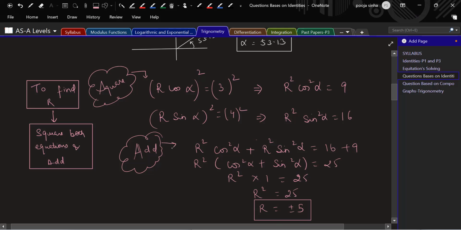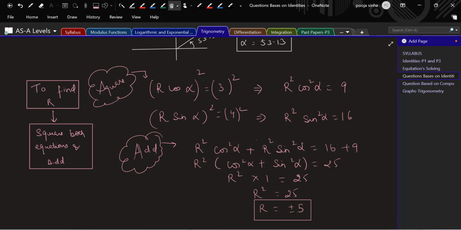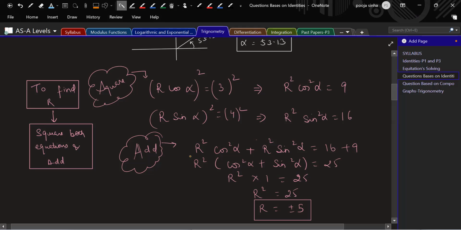Now we are going to add them. Okay? So after adding, what do you get? R square cos square alpha plus R square sine square alpha is equal to 16 plus 9. Right? Can we take R square common? Yeah. What do you get inside? Cos square alpha plus sine square alpha is equal to 25. So what do you get here? R square into 1 is equal to... So that formula sine square theta plus cos square theta, we can use it here also for alpha. Yes, we have to use that only.